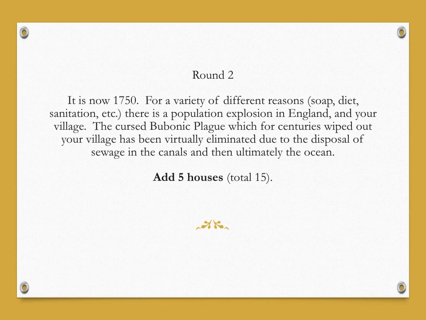Round two. It is now 1750. For a variety of different reasons like soap, diet, sanitation, medical care, there is a population explosion in England and in your village. The cursed bubonic plague, which for centuries wiped out your village, has been virtually eliminated due to the disposal of sewage in the canals and ultimately the ocean. So now that we have more population, we need more houses. Add 5 houses. You should have a total of 15. And pause the video until you're done.